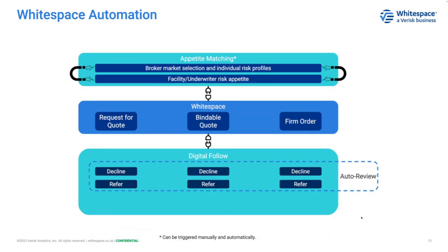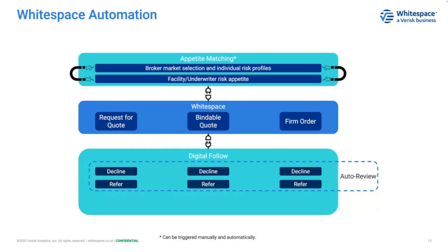The other part of Whitespace Automation is what we call digital follow. There's a common set of outcomes that we've implemented, which is decline and refer. So as an underwriter organization, you can interrogate the data within the contract and issue a decline automatically, so underwriters can focus on other risks that they've definitely got appetite for. Or if there's something where we may go for it, we may not, we can trigger a refer.